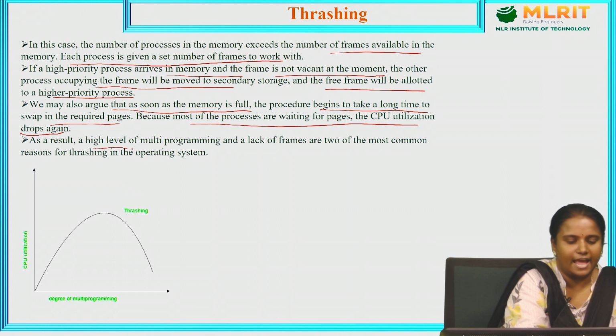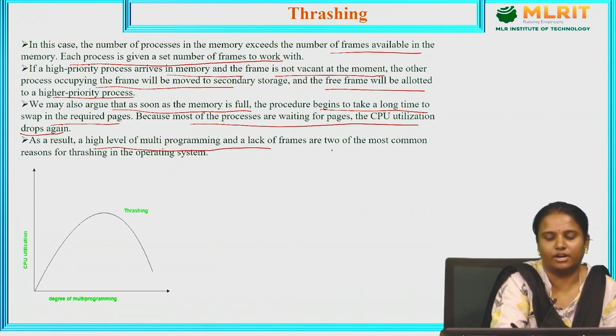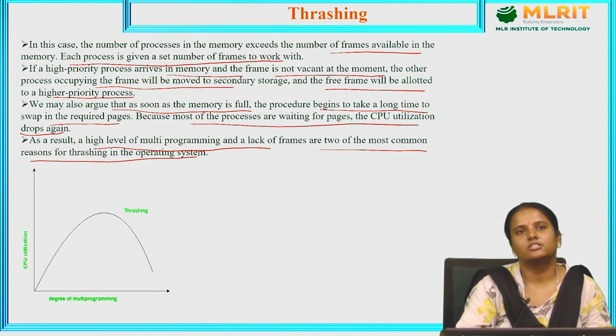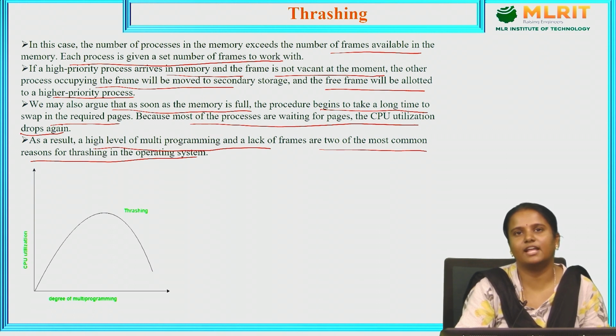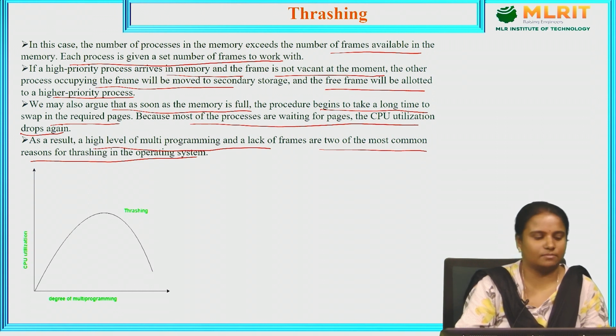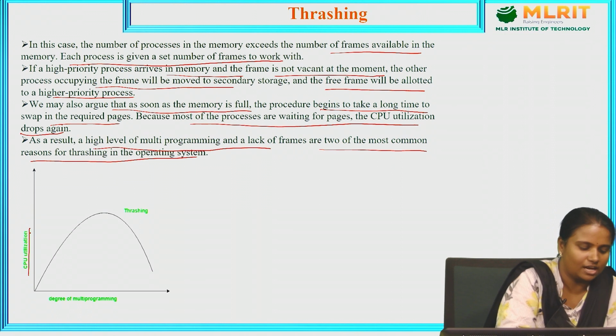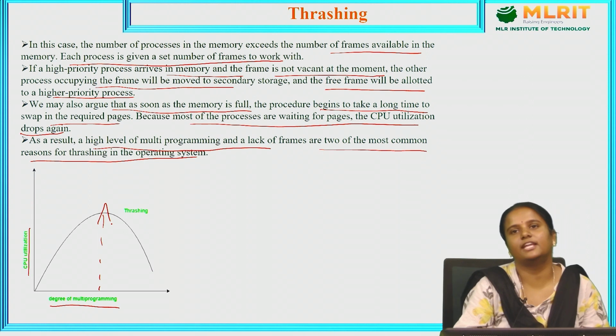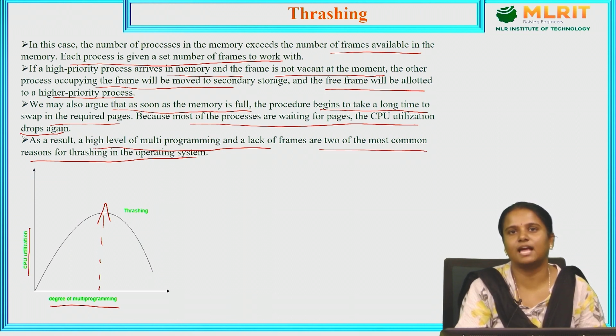As a result, a high level of multiprogramming and lack of frames are two of the most common reasons for thrashing in the operating system. Here, the CPU utilization and degree of multiprogramming are related, and thrashing occurs at a high level of degree of multiprogramming. So this is about the causes of thrashing caused by the page replacement algorithms.